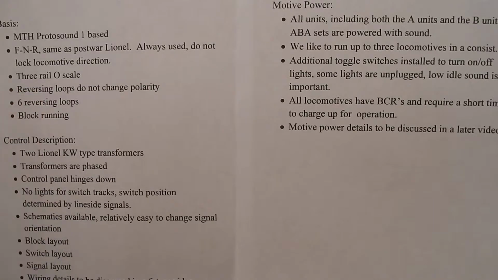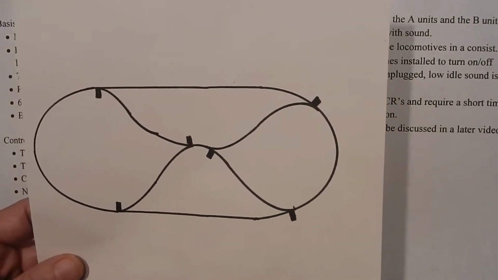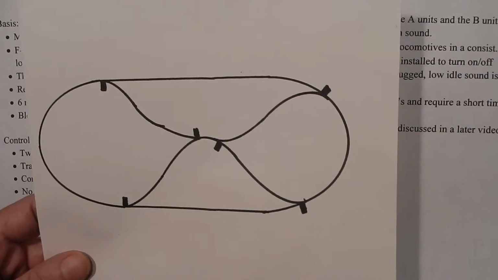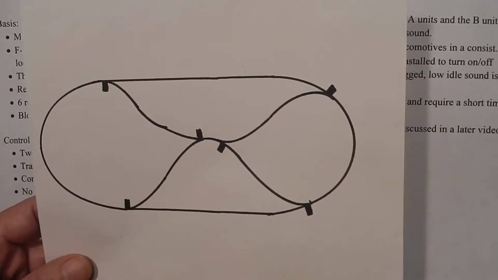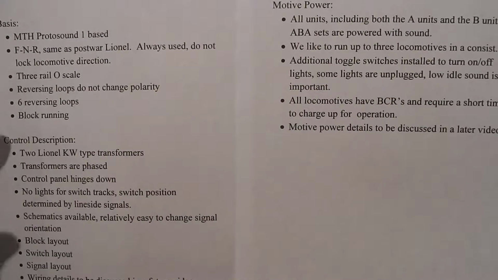Now it is a 3-rail O-scale layout, and because of that, there is no change in polarity as we go around through reversing loops. It always maintains the same polarity no matter what you do. So on this 6 switch track arrangement, you can see basically there's 6 reversing loops available. So it adds a lot to the operation of the railroad for switching. It's block running, and we'll show a diagram of the blocks in a few minutes.